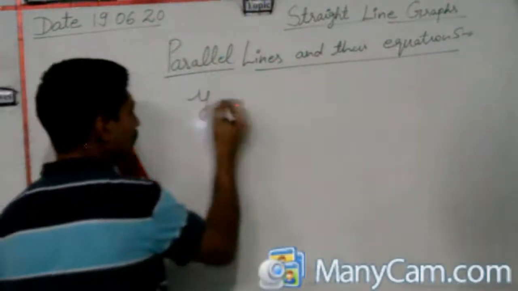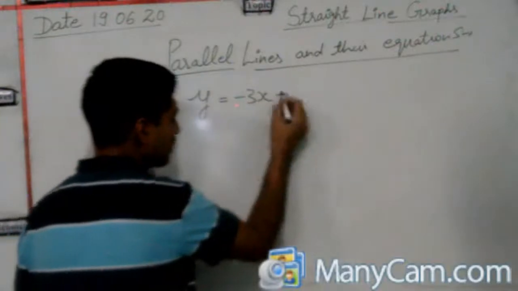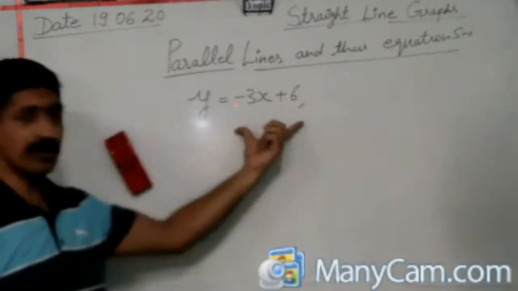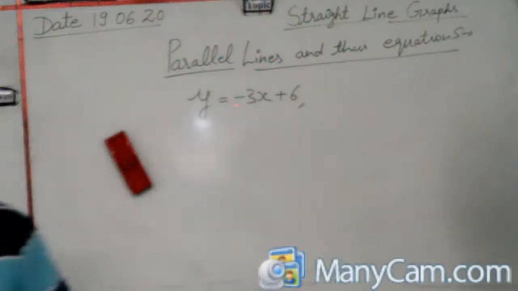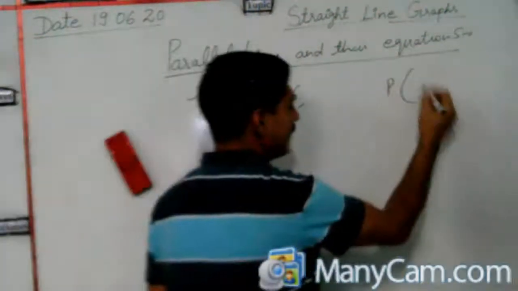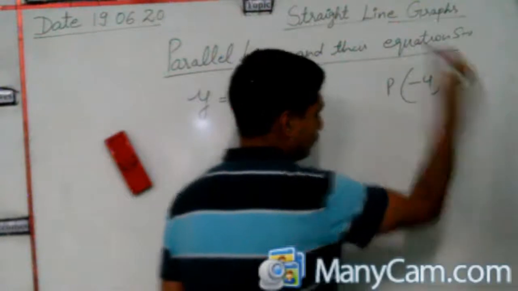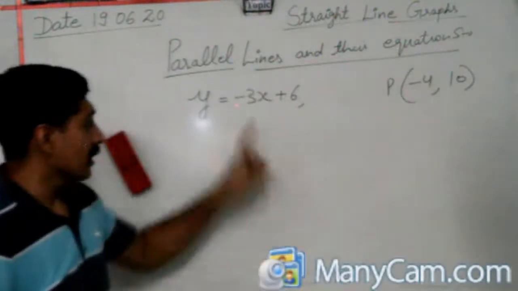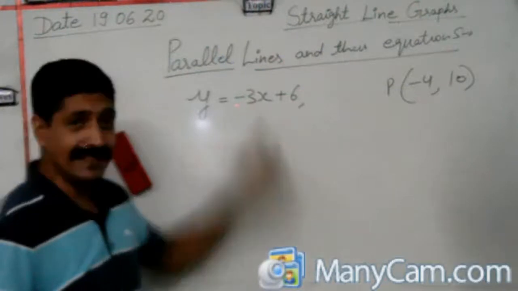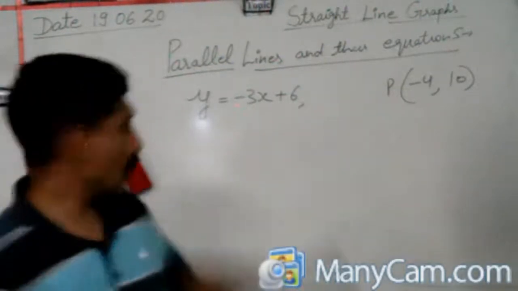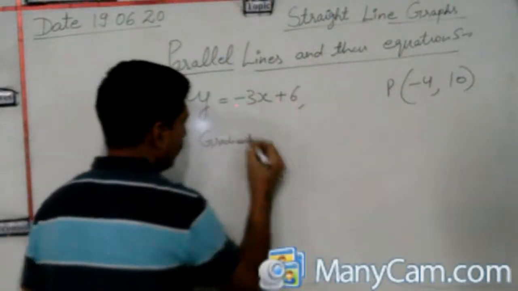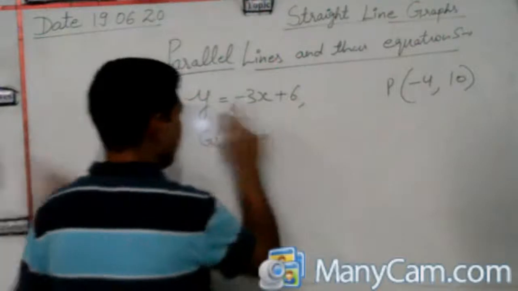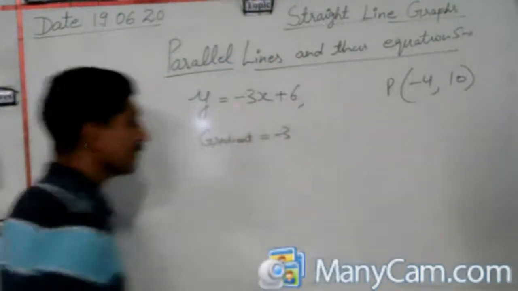y = -3x + c, the equation of a line in slope-intercept form, and one point is given, that is the point P whose coordinates are given as (-4, 10). So now the slope of the line is -3. The gradient of the given line is -3.